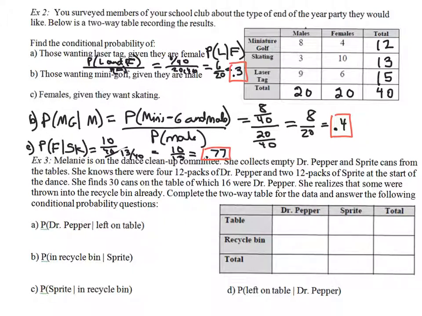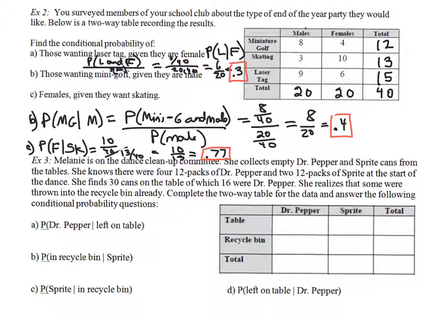So you'll notice that I did the probability of being female given that the student wanted skating. So we want the probability of female and skating in the numerator. Female and skating is 10 students out of 40, divided by the probability of wanting skating. The students that wanted skating, 13 out of 40, goes right here. So the 40s end up canceling, and I get 10 out of 13, which is 0.77.